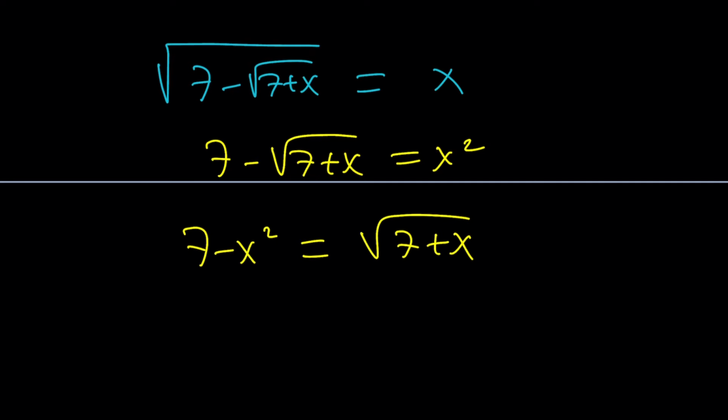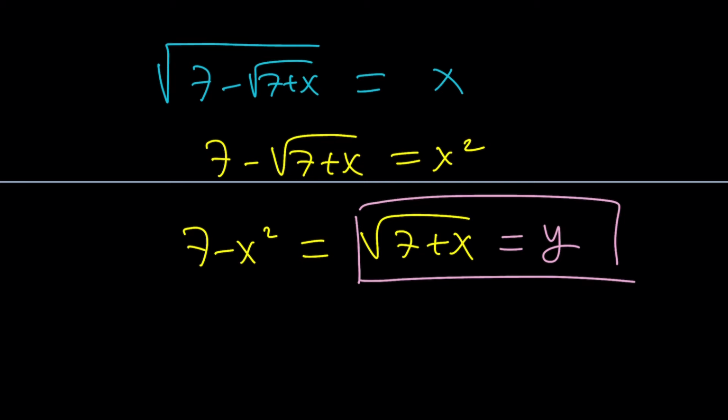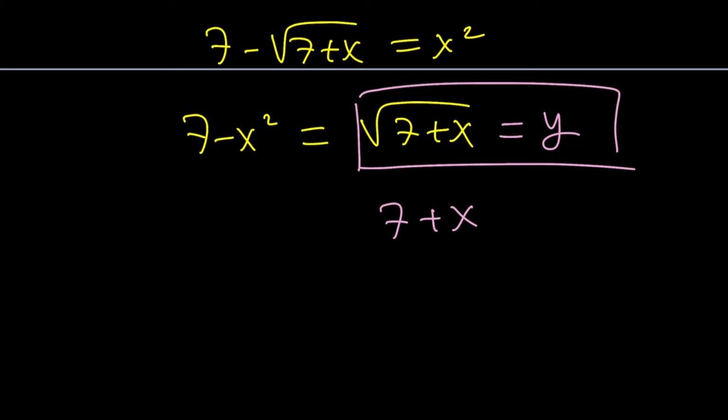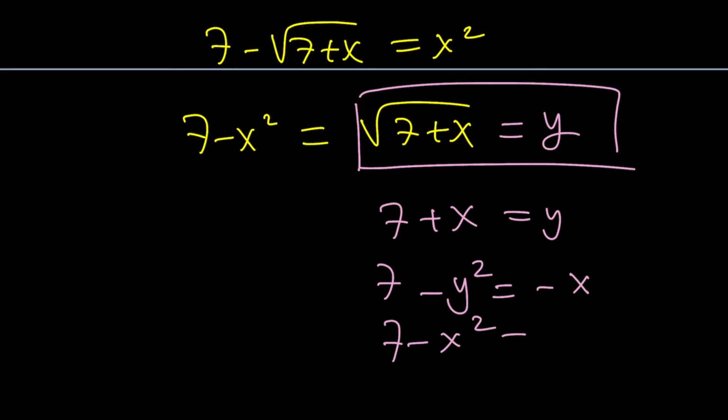You know why? Because we're going to set this equal to y. And when we do that, something interesting happens here. Take a look. We get 7 plus x equals y squared. And then, if you bring this x squared over here, 7 minus y squared, we get negative x. And we also know 7 minus x squared is equal to y.